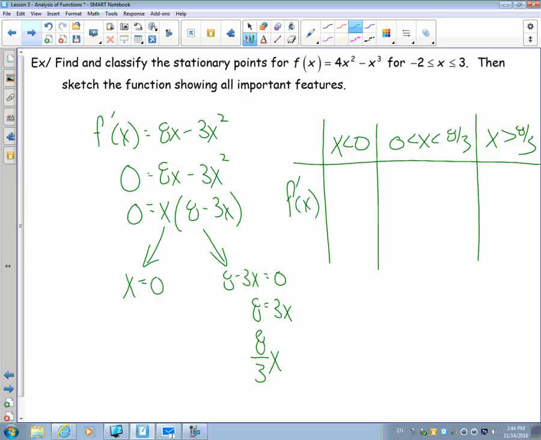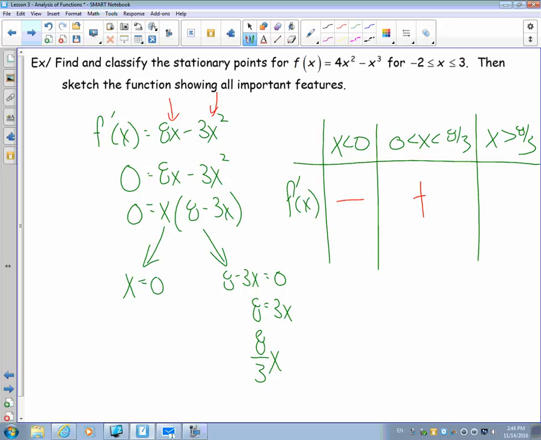Okay, use our derivative. Let's pick some numbers. Give me something less than 0. -1. If I put -1 into this function for my x's, I end up with a negative. A number between 0 and 8/3, I take the number 1. If I put that in, I get a positive.